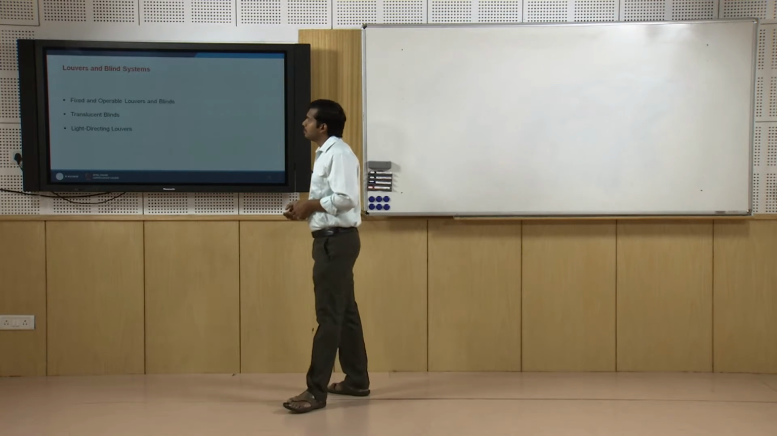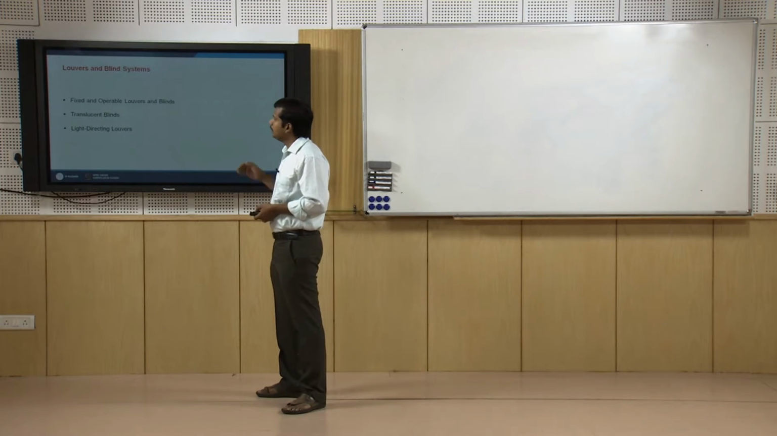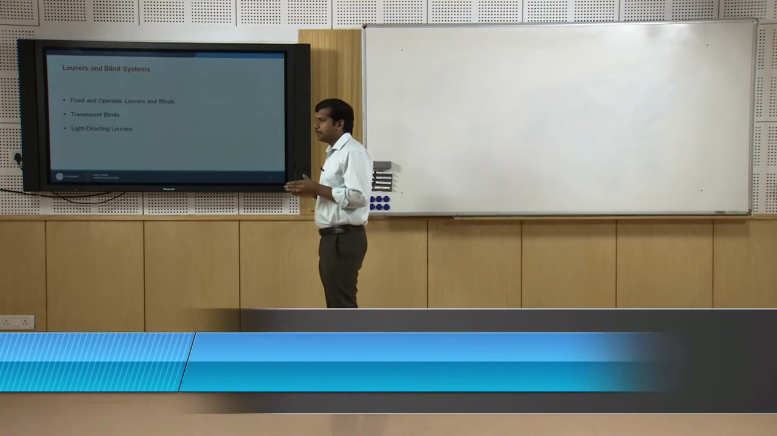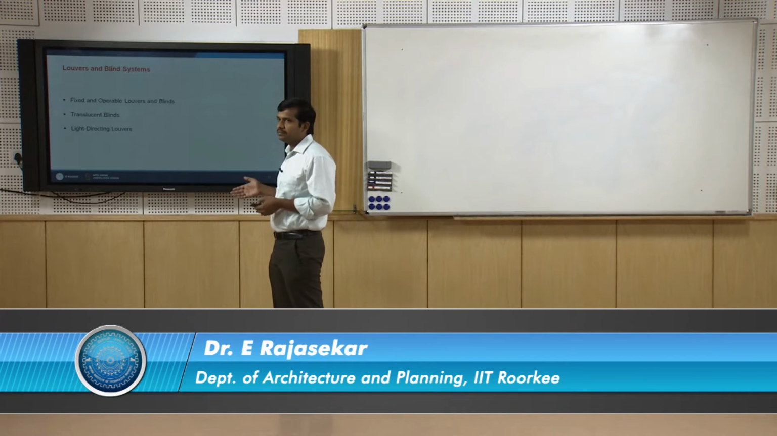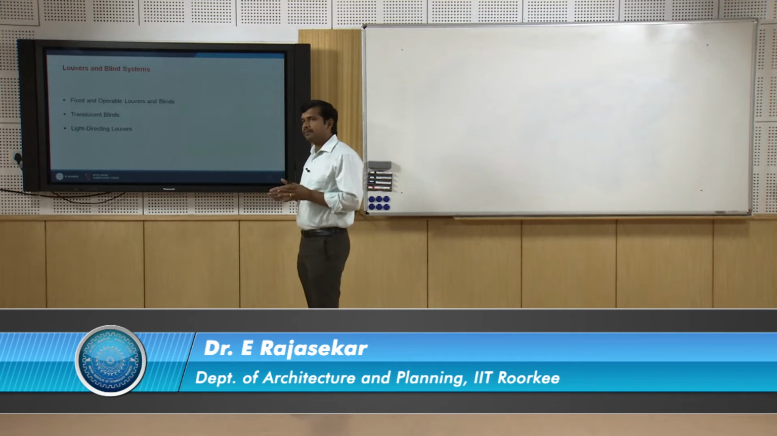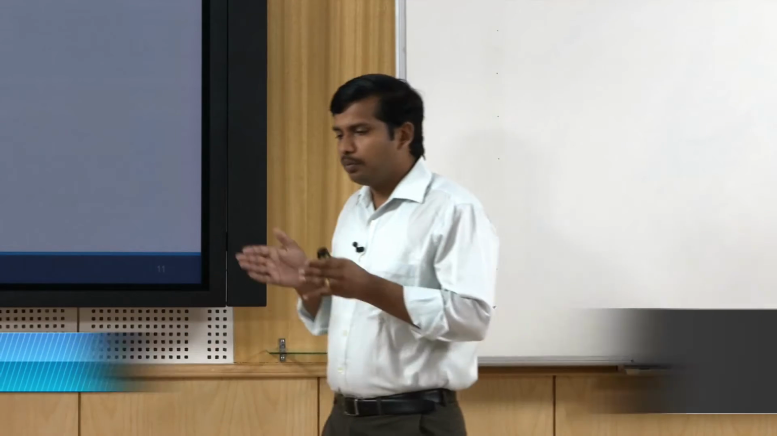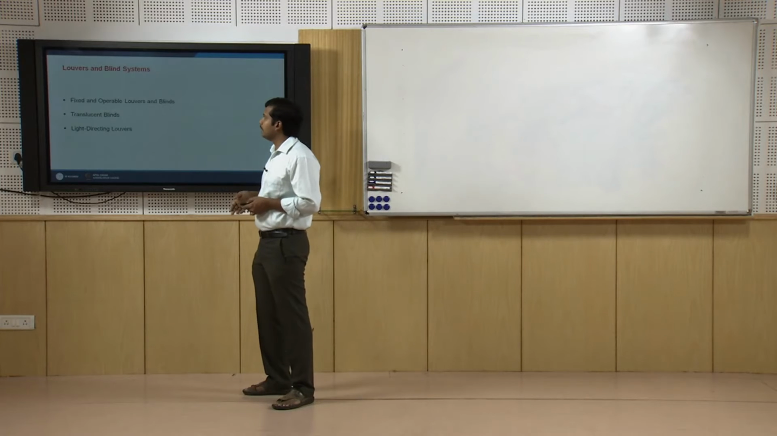The second type is the use of louvers and blind systems. Different subdivisions are there: fixed and operable louvers as well as blinds. You have translucent blinds and light directing louvers. They can be used separately as a component or attached to window elements themselves. In some cases they are made part of the double glazing unit. Some of them are placed inside the double glass unit, between the two panes inside the air gap, so they also act as light reflectors.